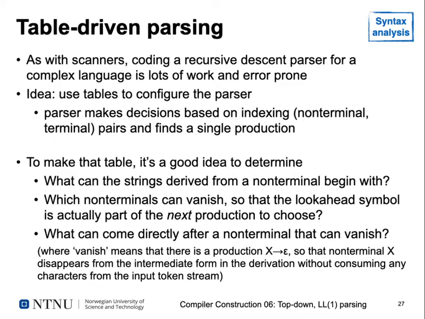So vanish means if there is a production that derives the empty symbol epsilon from a non-terminal symbol X, so that the non-terminal symbol X disappears from the intermediate form in our derivation without consuming any characters, then it just means this non-terminal symbol X disappears, it vanishes, because it doesn't leave anything, so we don't need to read a character to resolve this non-terminal symbol.